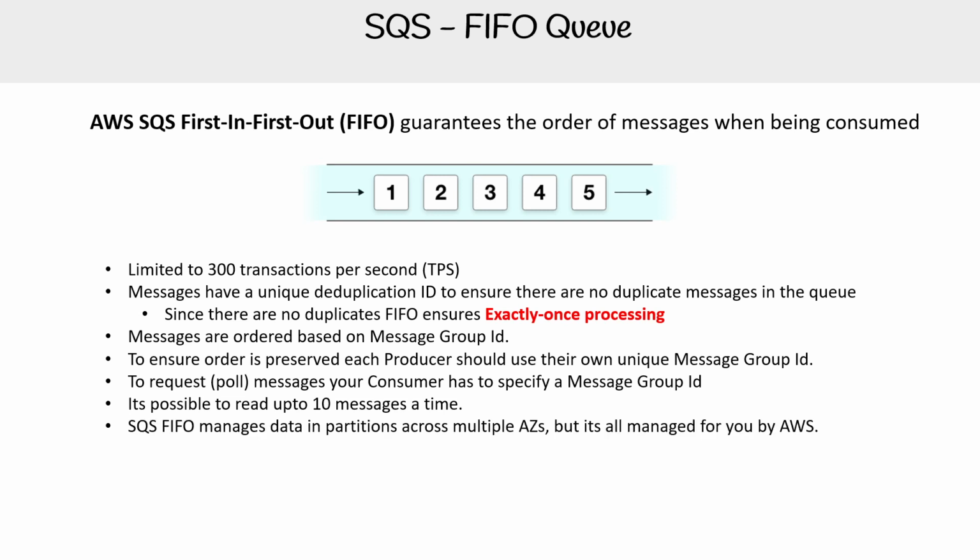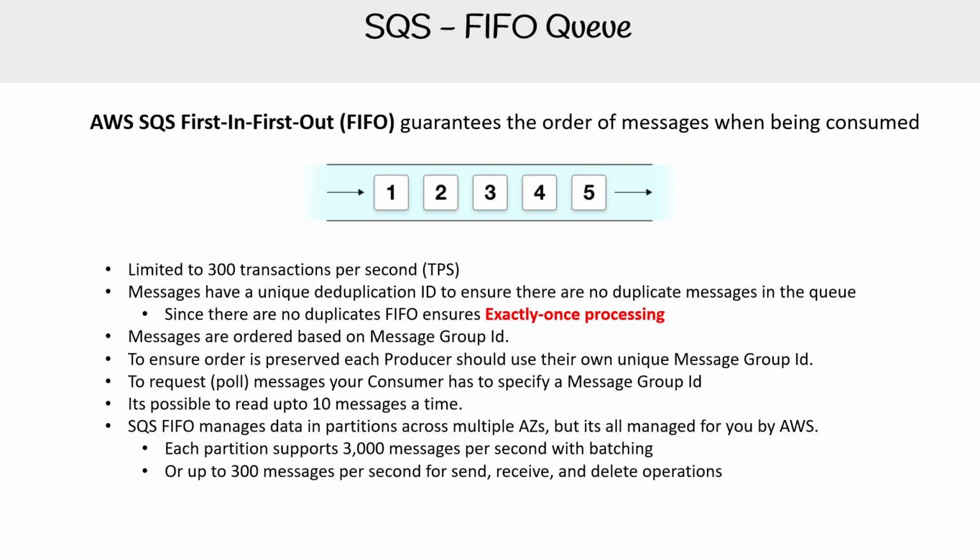The SQS FIFO manages data in partitions across multiple AZs, but it's managed on your behalf by AWS. Each partition supports 3,000 messages per second with batching, or up to 300 messages per second for send, receive, and delete operations. You can't convert an existing standard queue into a FIFO queue.